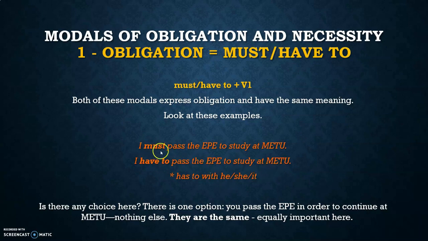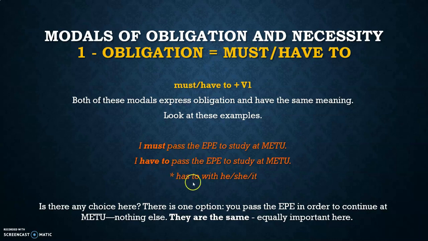Thanks to the use of must and have to, I understand that passing the EP is the only option. That is, passing the EP is an obligation for me to go on studying at METÜ. I can also say that this is one of the university rules.